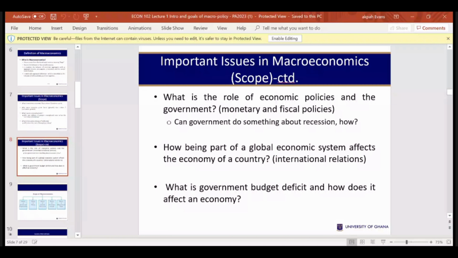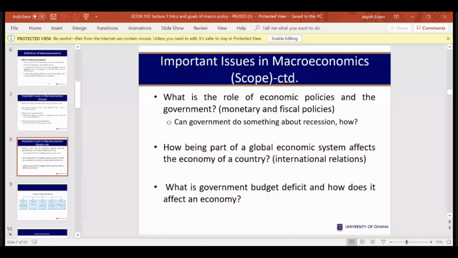It is either a fiscal policy or a monetary policy. A fiscal policy comes from the central government, normally spearheaded by the Ministry of Finance. But the monetary policy is spearheaded by the central bank of a particular country, in this case, Bank of Ghana. So monetary policy is championed by Bank of Ghana here, but the fiscal policy is championed by the central government through the Ministry of Finance. Those two policies, how do they relate? What are their aims?